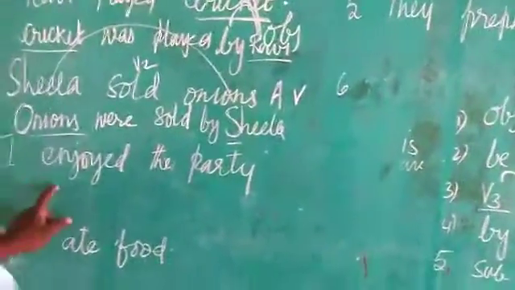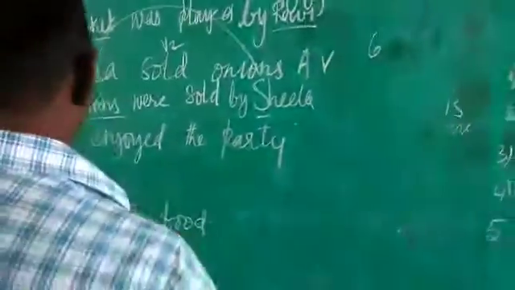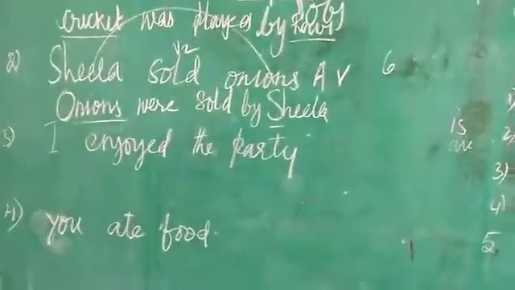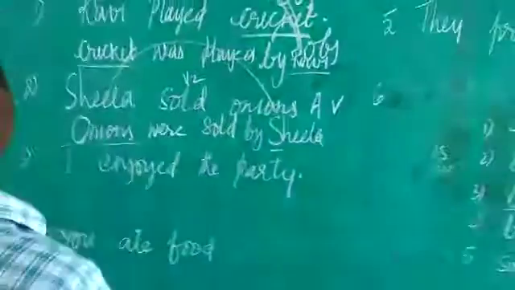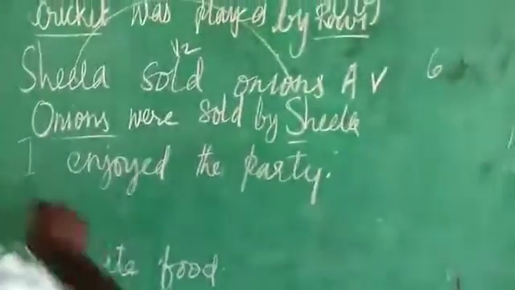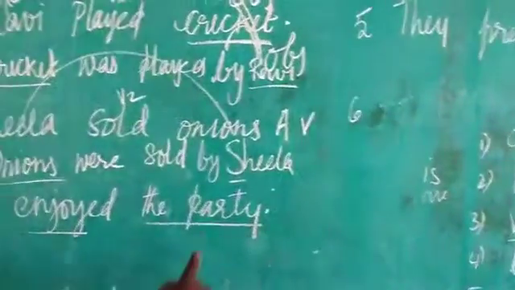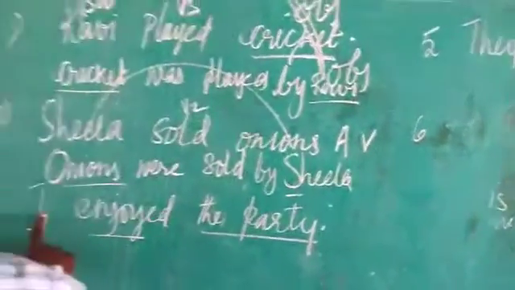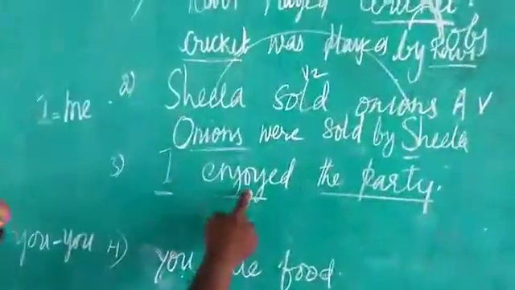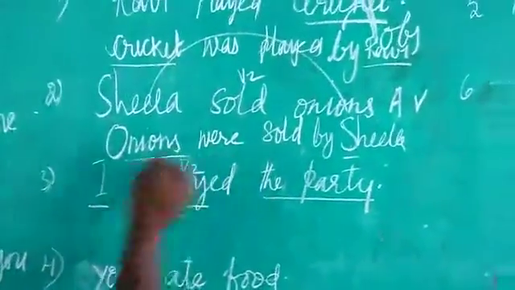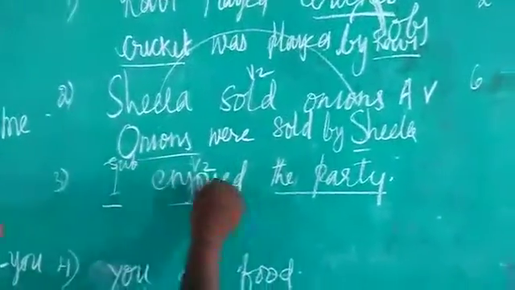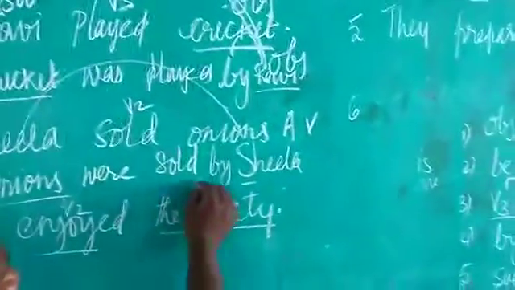Let's go with the last example for today. I enjoyed the party. Okay, I is the subject, enjoyed is the V2 form, and party is the object, children.